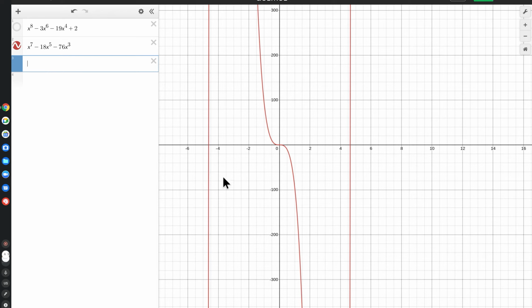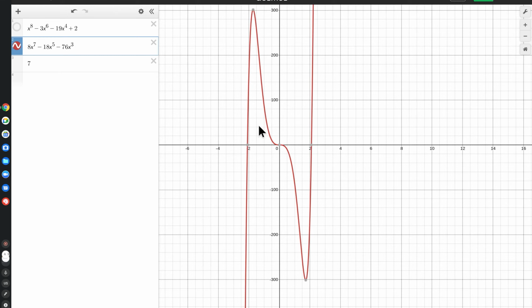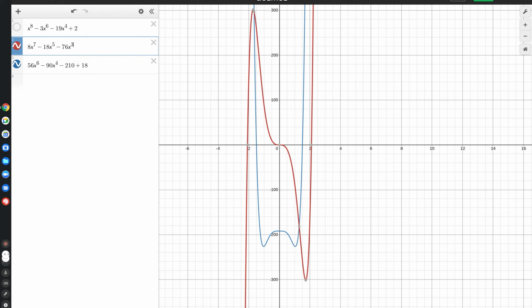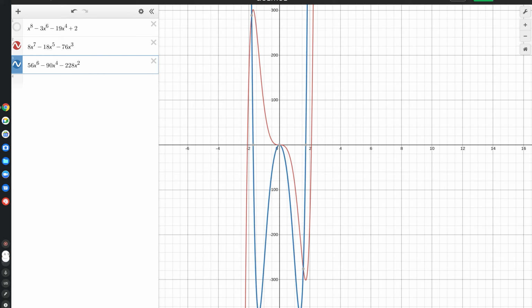So we're going to do this again. 7. Ooh, I did forget something. When you use power rule, you gotta multiply by the exponent. So yeah, this looks a lot more appropriate. So let's continue. 56x to the power of 6 minus 90x to the power of 4 minus 210, plus 18. I'm just quickly figuring out 76 times 3. So this is 228x squared. And now you notice that all of our powers are even again.